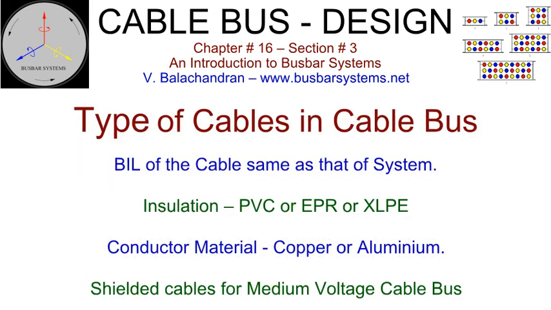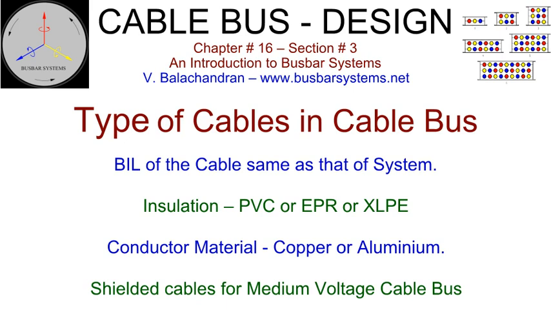Type of cable in cable bus. The selection of the type of cable is left to the manufacturer. The basic insulation level of the cable shall be compatible with the system. The insulation of the cable can be polyvinyl chloride, ethylene propylene rubber, or cross-linked polyethylene. The material of the conductor can be either copper or aluminium. Some of the above parameters may also be specified by the customer.